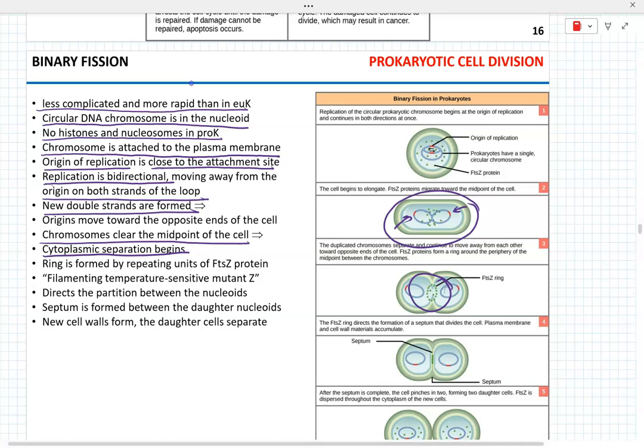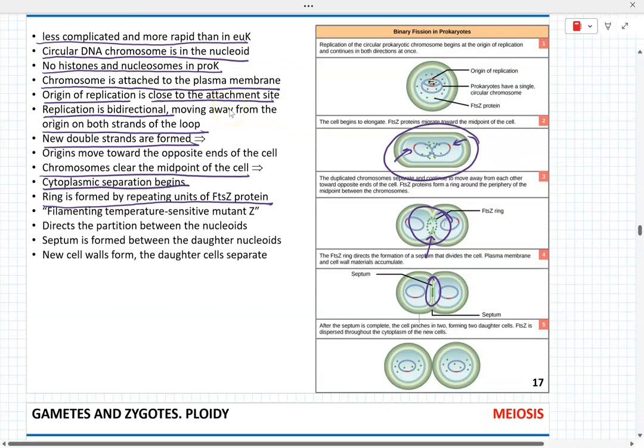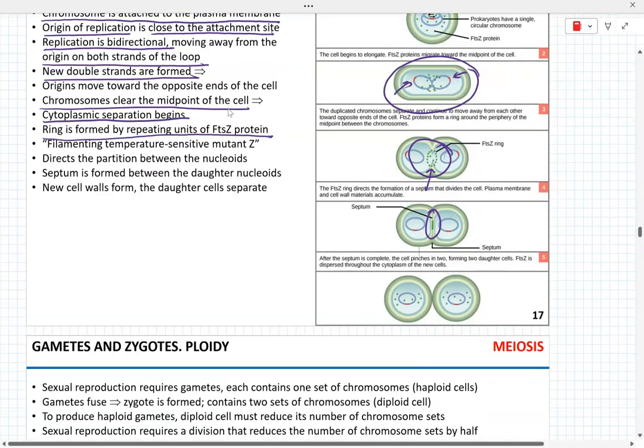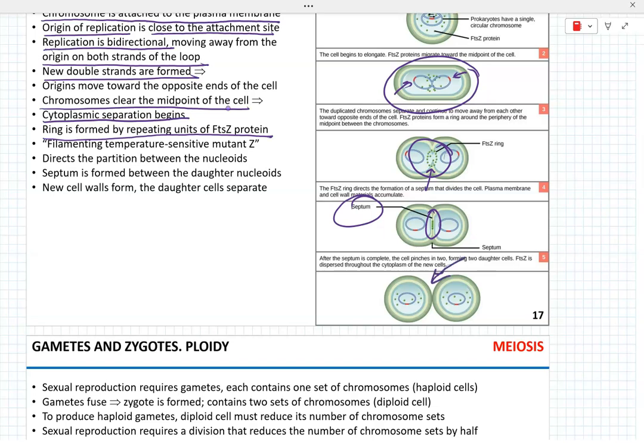FtsZ protein, shown here in green beads, which stands for filamenting temperature-sensitive mutant, forms a ring and partitions nucleoids. Eventually, the septum is formed between the daughter cells, new cell walls form, and the cells separate.